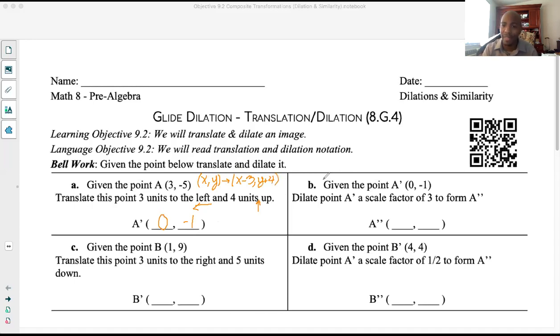Now B is saying, given this new point A prime, right? We just found A prime. A prime is (0, -1), right? And it says that there, (0, -1). We need to dilate this A prime by a scale factor of 3. Now what does that mean?